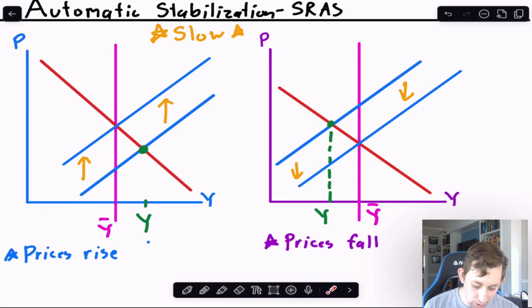Now, on the other hand, if we're in a recessionary gap, our GDP currently is, quote-unquote, too low, and so firms are slowly going to start lowering their prices, and as they lower their prices, the supply curve is going to shift down, and as the supply shifts down, we're going to follow the demand curve right back to the natural rate of output. We're going to have some deflation, but we're going to get back to the natural rate of output.